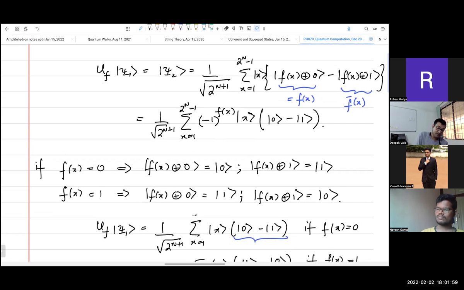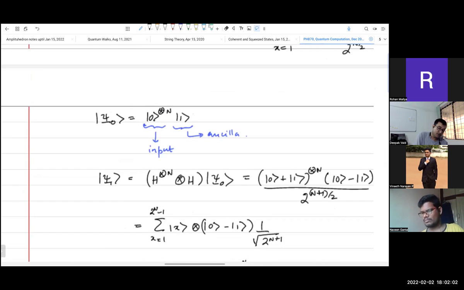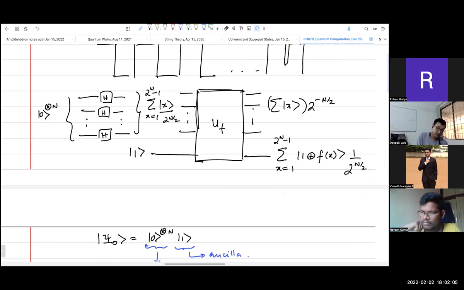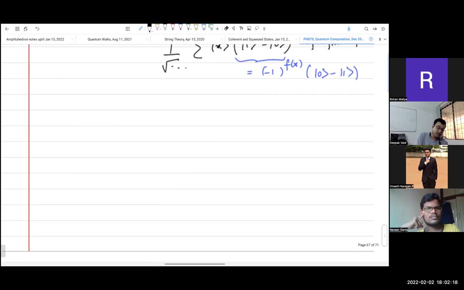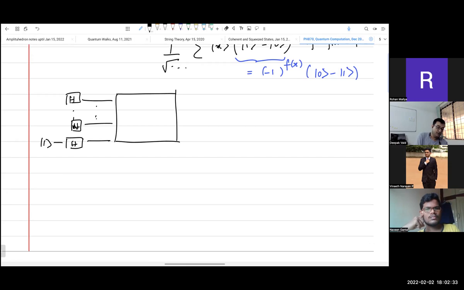So we get the following result. We start with our n qubits. We put a Hadamard on each one of the qubits. And on the ancilla qubit. Right? And this is our input state, our input data. It comes out unchanged over here.